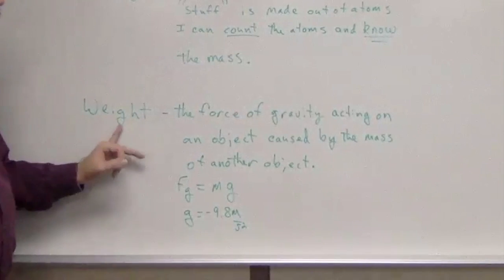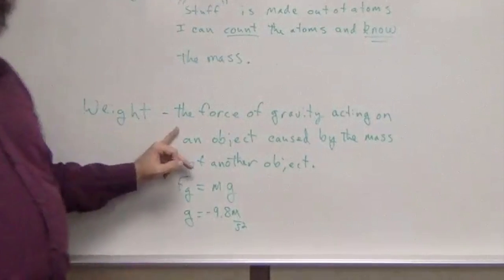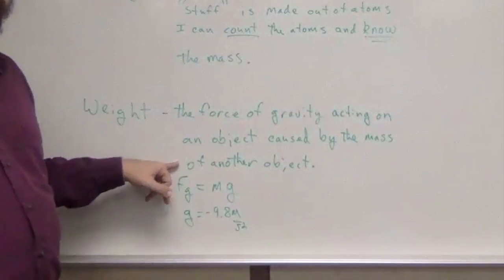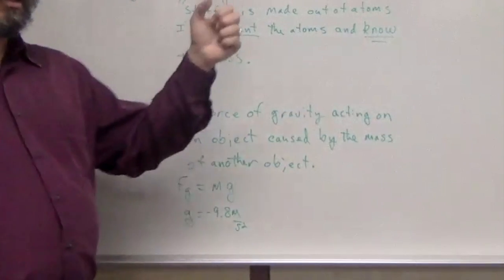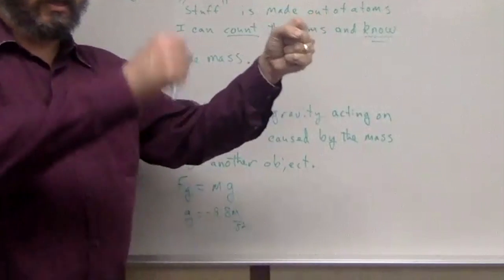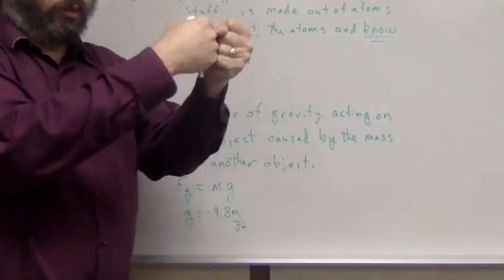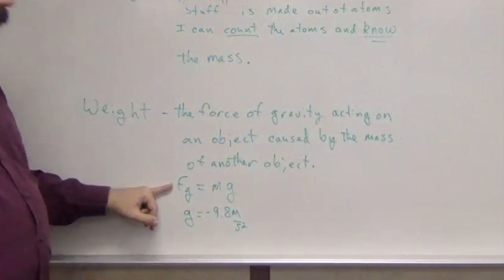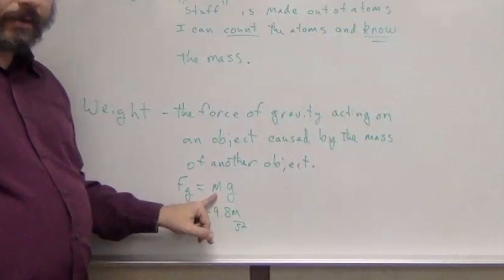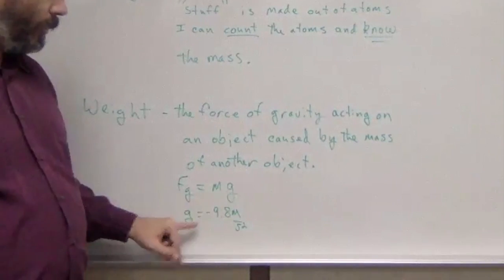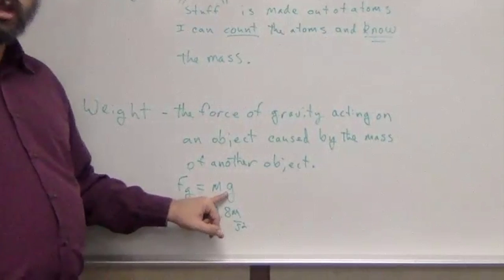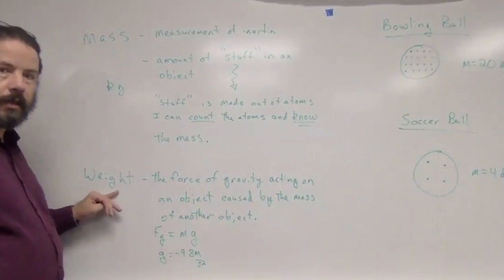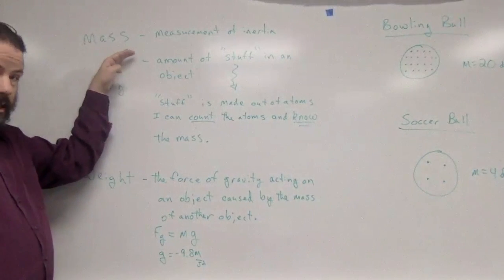What's often confused with mass is this idea of weight. Weight is the force of gravity acting on the object caused by the mass of another object. Gravity is a force caused by one mass existing next to another mass, and they actually pull on each other. That is weight. So the force of gravity, also known as weight, is equal to the mass times the acceleration due to gravity. So m times g, m times negative 9.8 on the Earth. Weight is connected to mass, but they're not the same thing.